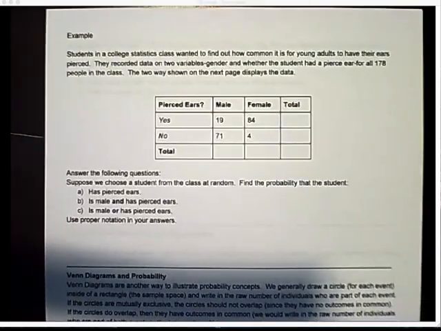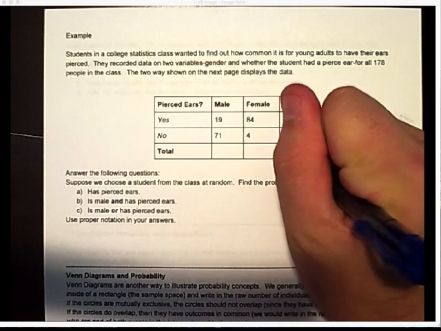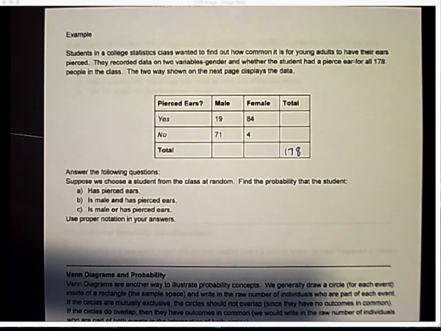So this one says, students in a college stats class wanted to find out how common it is for young adults to have their ears pierced. They recorded data on two variables, gender and whether the student had a pierced ear for all 178 people in the class. Well, it's kind of nice when they give me the total number of people in the class, so that should be 178 there. All right. The two-way table shown on this page right here displays the data.